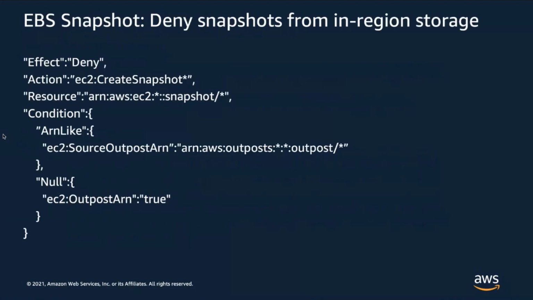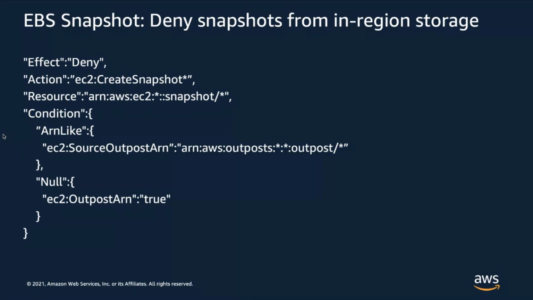So let's see an example of this policy. With EBS snapshots, you want to deny the ability for those snapshots to be stored in the region. So for this policy, the effect is deny. The action is EC2 CreateSnapshots, so this is how you create a snapshot. The resource is the ARN of a snapshot.